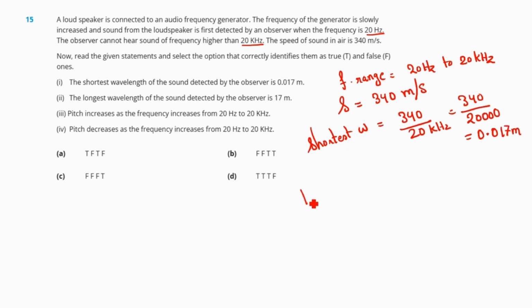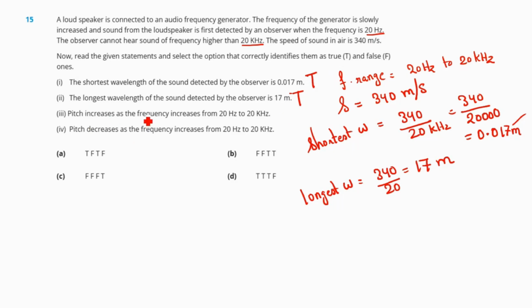Okay. Now the longest wavelength. Longest wavelength will be 340 divided by 20 hertz. So it will be around 17 meter, right? So let us understand the statements now. The shortest wavelength of the sound detected by the observer is 0.017 meter. So this is correct. So this is a true statement. The longest wavelength of the sound detected by the observer is 17 meters. So this is also correct. So this is also a true statement.